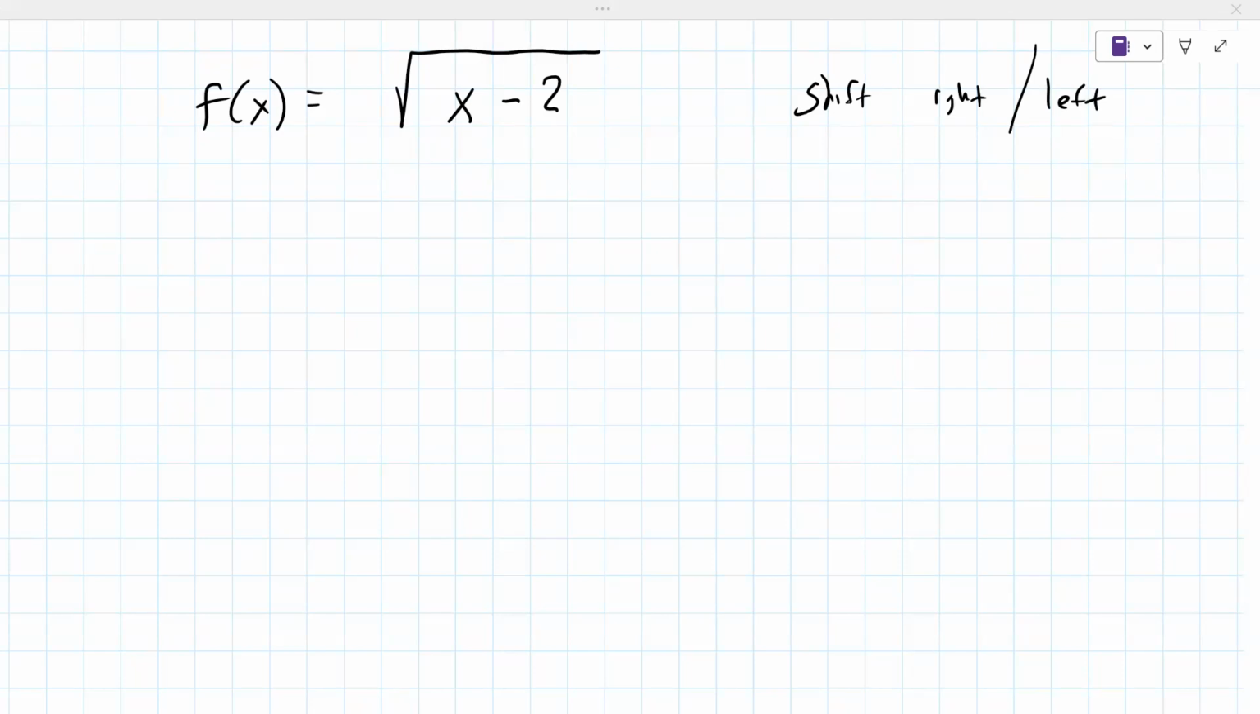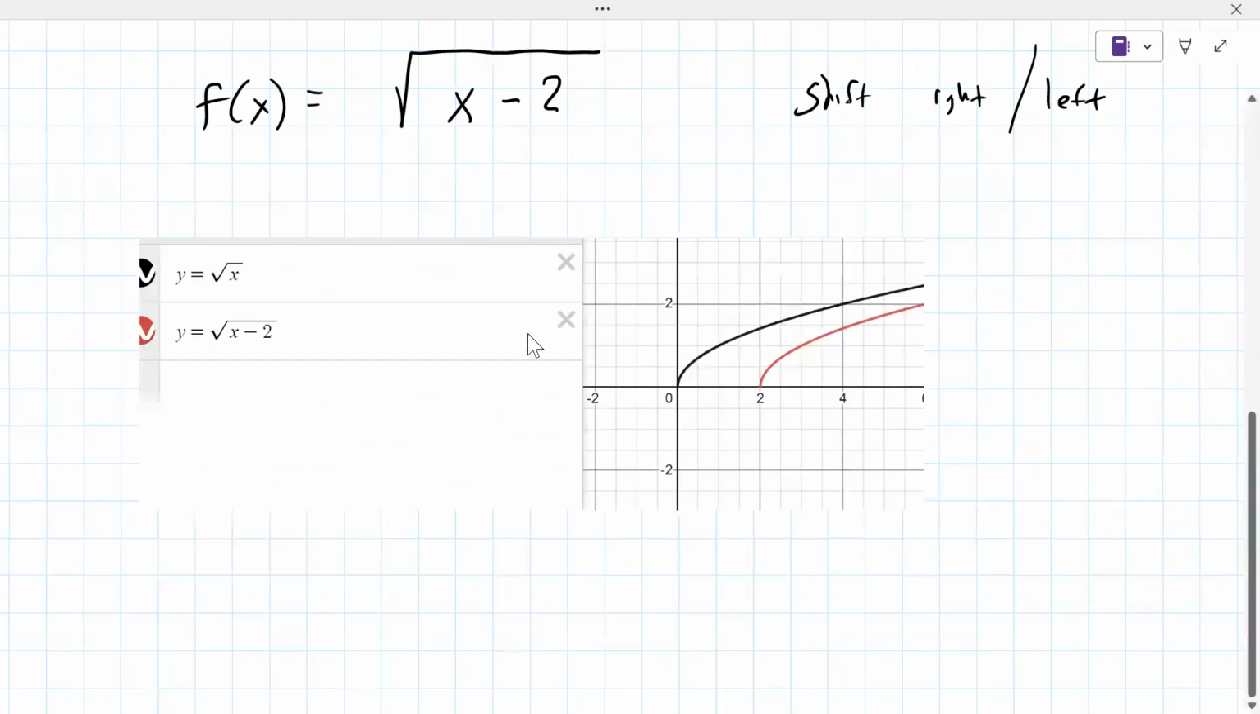Okay, so here I'm going to snip something in so you can take a look. Is this a shift left or right? Right. Because it's going right. Yes, right 2. Do I have to use Desmos to do it? No, you just have to remember the rules.